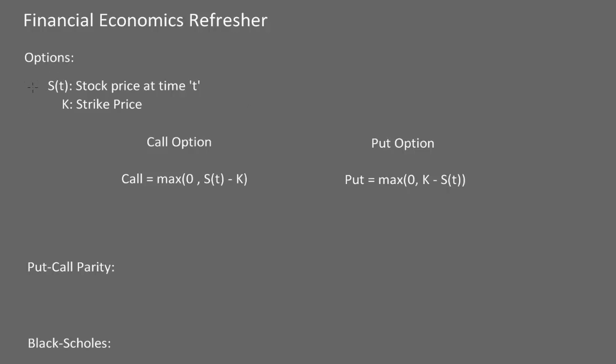Now we'll define S at T to be the stock price at time T and K to be the strike price. Now a call option gives you the payment of 0 if ST is less than our strike price, but it gives you the payment of ST minus K if ST is greater than K. Now a put option gives you the opposite, so it will give you a payment of 0 if ST is greater than K, but it'll give you the payment of K minus ST if ST is less than K.